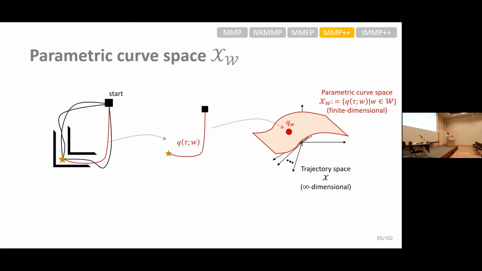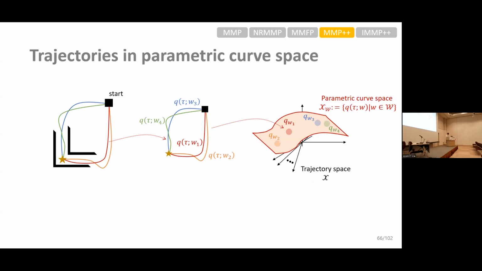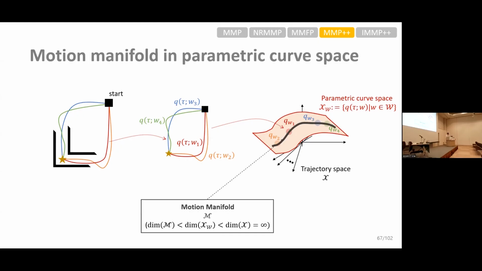Notice that this space does not fill the entire infinite dimensional trajectory space. Instead, as represented by a red curved surface on the right, it occupies a finite dimensional space because the curve parameter W is finite dimensional. And these four trajectories can be understood as lying in the parametric curve space X_W. In this context, the motion manifold hypothesis asserts that these 4 points lie on some lower dimensional motion manifold, visualized as a black curve inside the red surface.